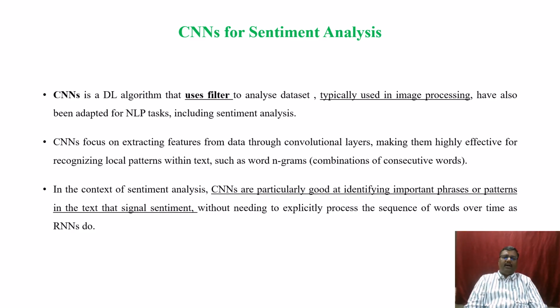And finally, we'll discuss the role of CNN in sentiment analysis. CNN is another deep learning algorithm that uses filters to analyze datasets, typically used in image processing. CNN focuses on extracting features from data through convolutional layers, making them highly effective for recognizing patterns within text, such as word n-grams. CNNs are particularly good at identifying important phrases or patterns in the text that signal sentiment without needing to explicitly process the sequence of words over time, as RNN do.